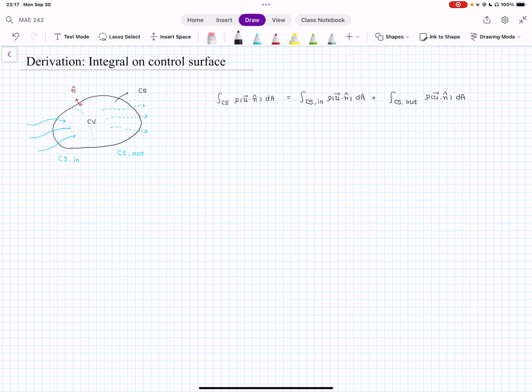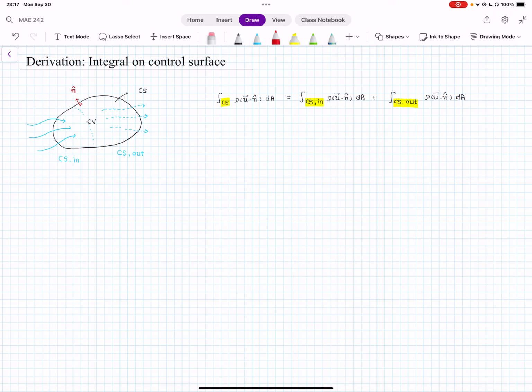In case the fluid particles stay on the control surface, you can consider it either as gaining or losing fluid particles, because in that case this u dot n term is 0, so this mass flux will be 0. So it's not really a concern. So it's going to be the integration over the control surface, and you're going to split this integral into these two parts. Then we have this u dot n.